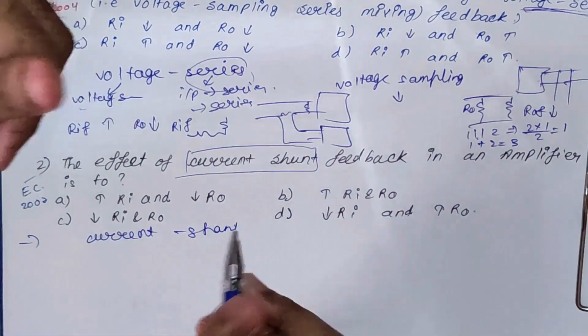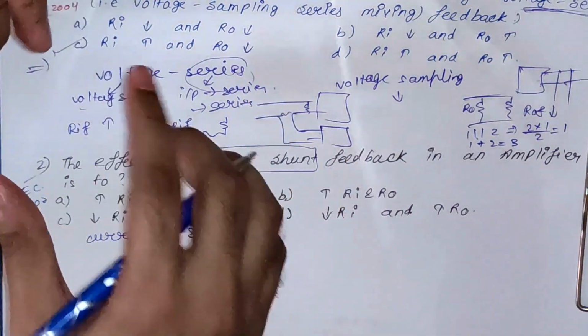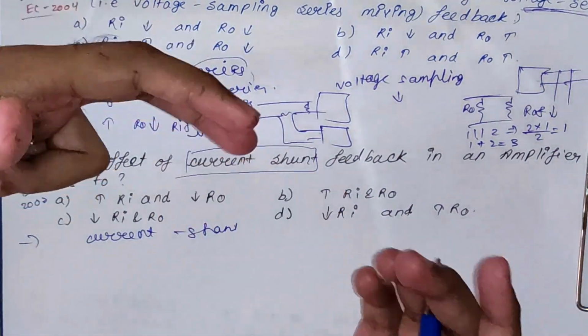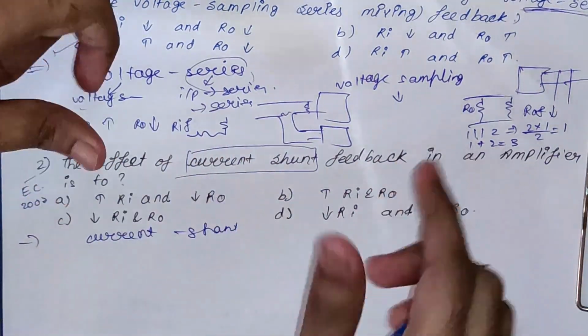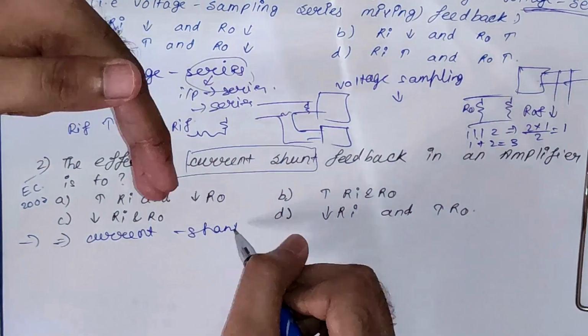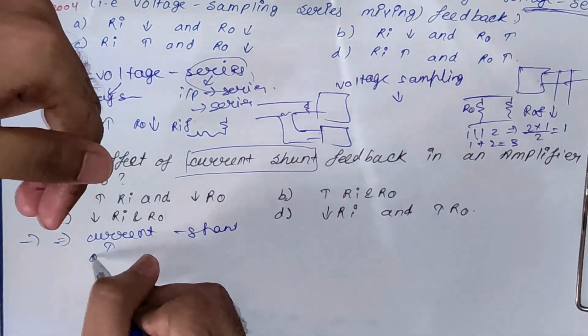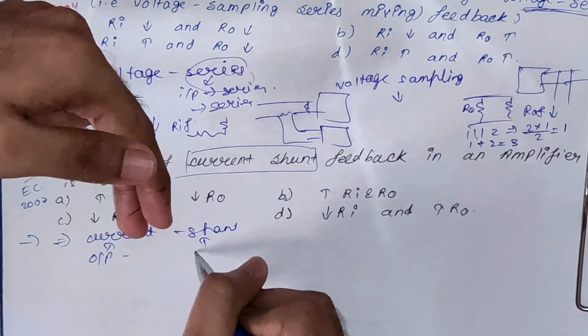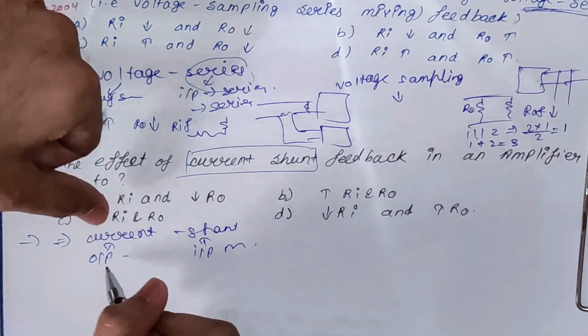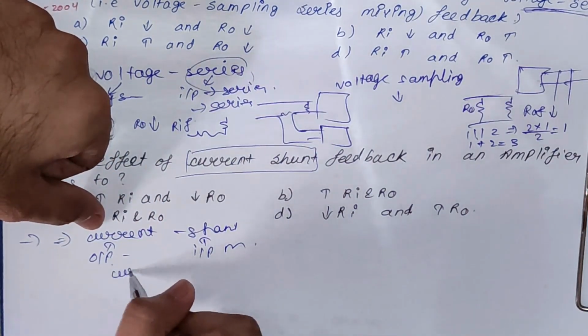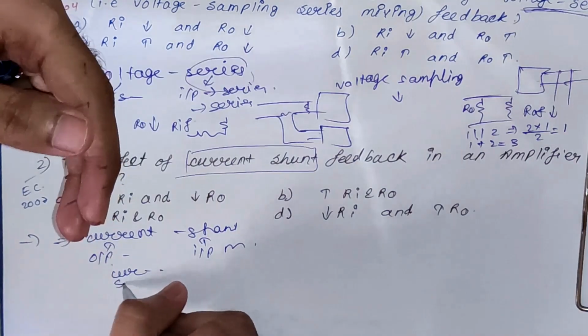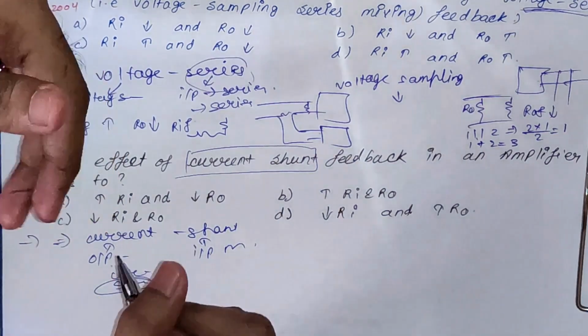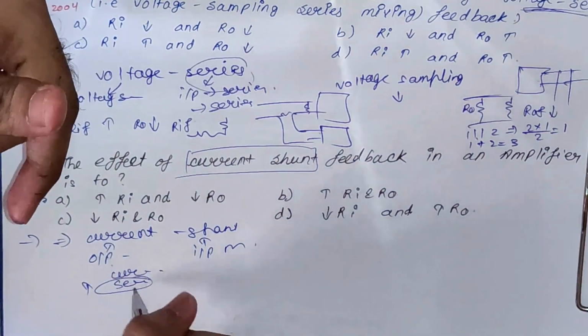All this is the game of mixing and sampling. If you are aware of the different types of connection in the mixing as well as sampling, you are going to solve this type of question in just 1 second. So you can see here we have current shunt, right? This will say about the output sampling and this will say about the input mixing, right? So at the output we have a current sampling. Current sampling is basically a series sampling, so effective resistance is going to increase, because of this series.